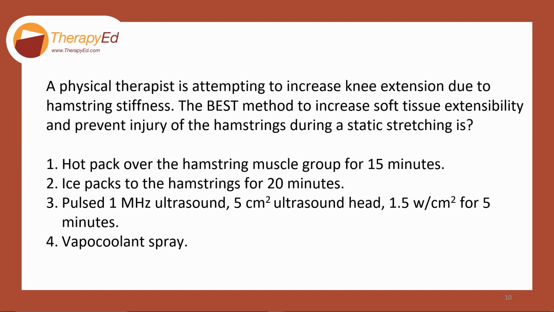Okay, I'll start to talk about this one. So you've got a PT attempting to increase knee extension due to hamstring stiffness. What's the best method to increase soft tissue extensibility and prevent injury during a static stretch? Well, again, I'll start from the bottom, but vapor coolant spray doesn't go deep. Again, with ultrasound, you're not going to be able to get a wide area. Ice packs are going to stiffen the tissue, so this is going to be number one, which it looked like many of you chose in this. All right, so we'll go back to this.